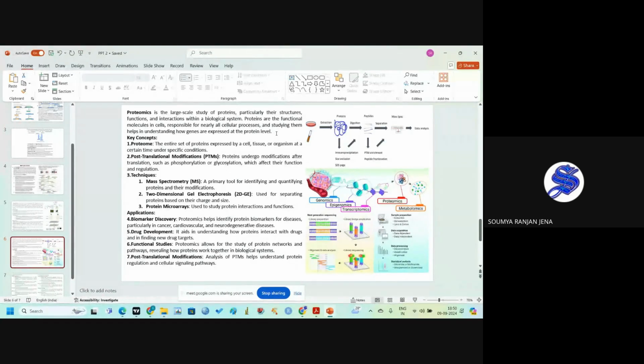All enzymes are made up of proteins, and these enzymes are functional elements of cells, and this identification may help in different disease analysis, like cancer, neurodegenerative diseases, or different types of metabolic disorders. We can analyze these by proteomic analysis.